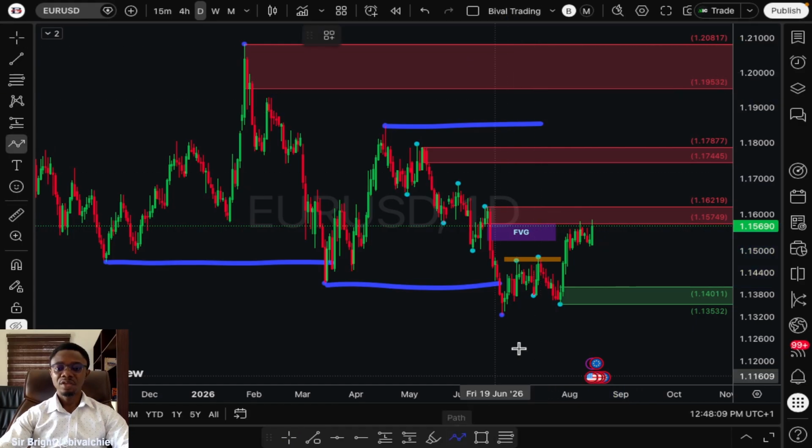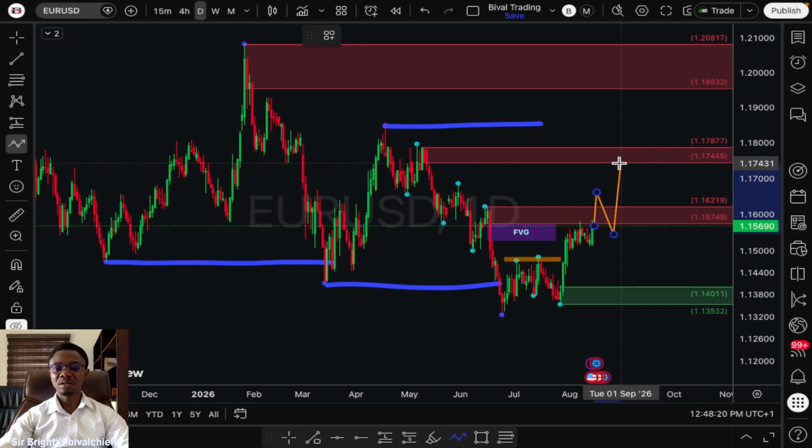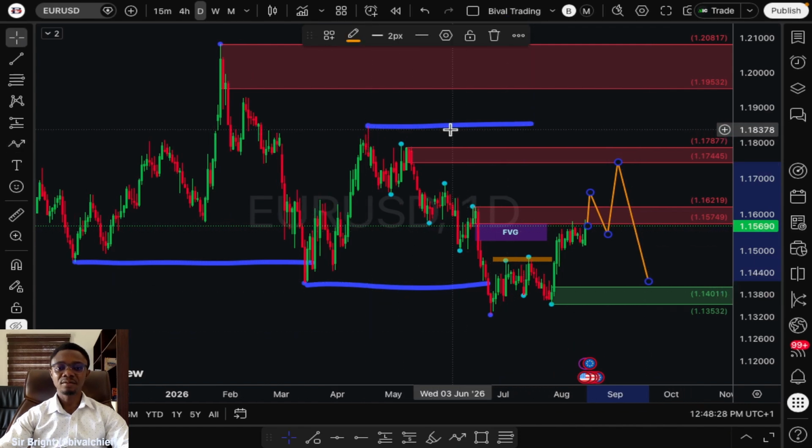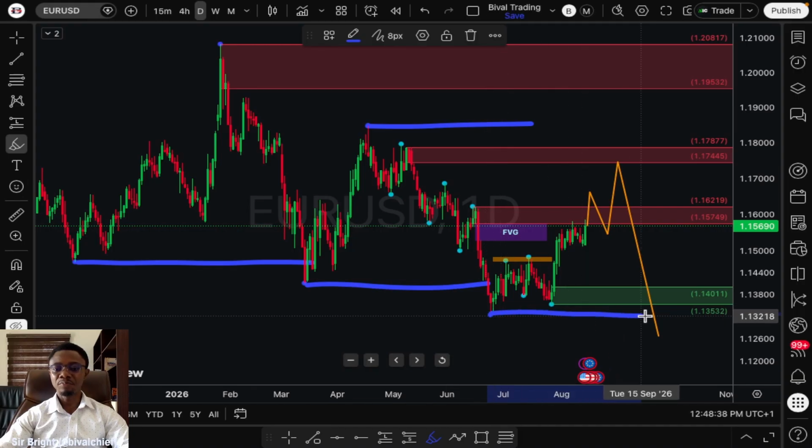Also, if this supply zone should fail, maybe price breaks out of that supply zone, any newly created demand zone here will give me an opportunity to temporarily long EUR/USD, targeting this supply zone area before looking for that overall short opportunity. The reason being that this is a protected high, lower high, and this is a weak lower low. So we are expecting a continuation to create another break of structure below this price level.